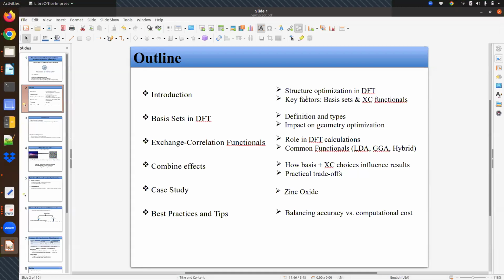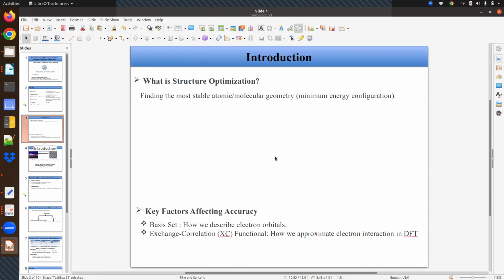In the morning session, we had a very pretty talk by one of the professors, and he explained everything here. But in this case, we have one case study of zinc oxide. I will take zinc oxide, and the main question is, what is structure optimization?